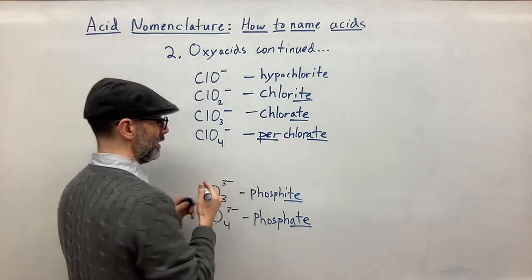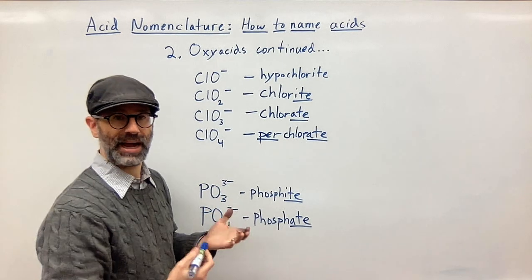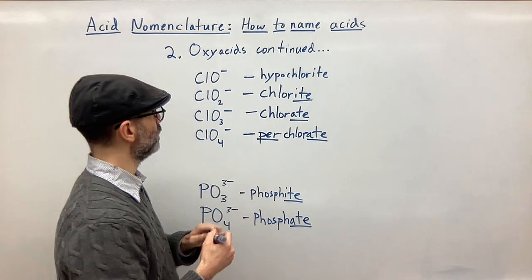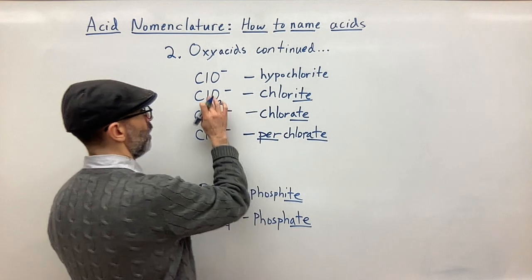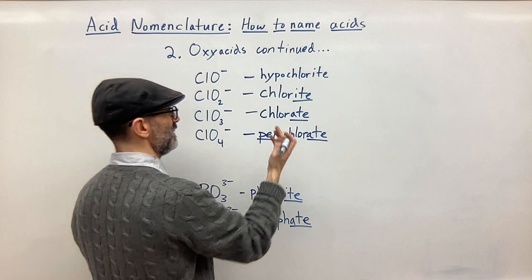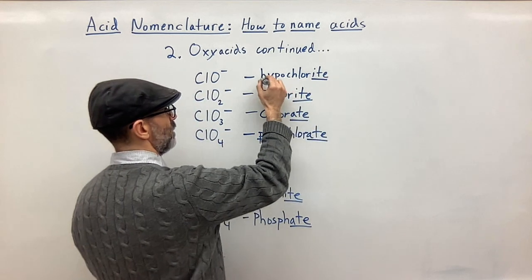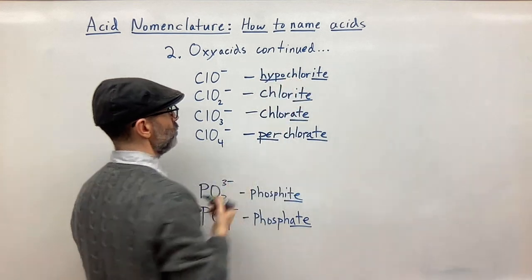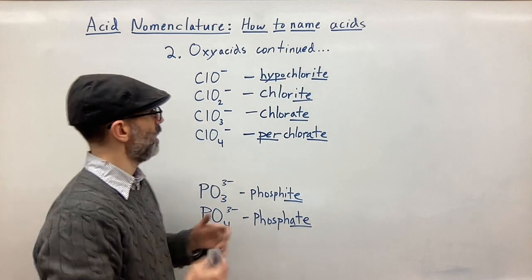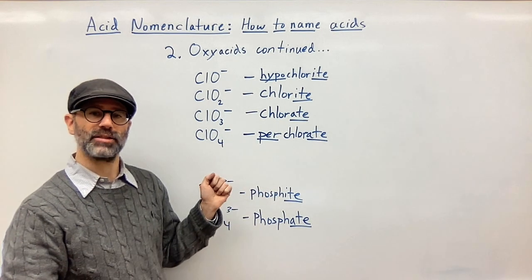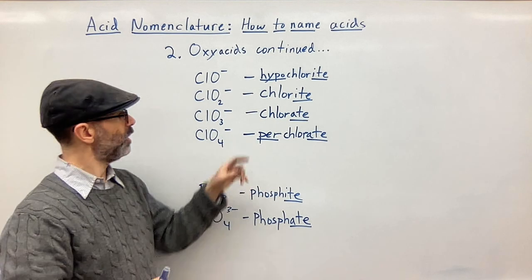So this one has the ATE ending, but we added per to it. So per is going to be the prefix you add if you have 1 more oxygen than chlorate. And then for this one, if you have 1 less oxygen than chlorite, you keep the ITE ending, and then you add the hypo to the beginning of it. And that's how you would name any set of polyatomic ions that you have of 4.